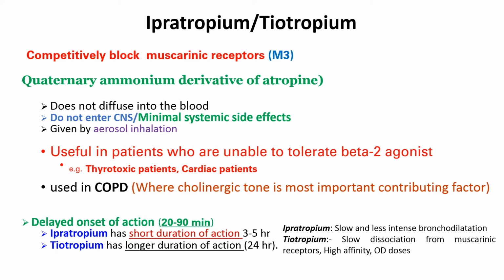And one thing that I have already told you, these anticholinergic drugs are very useful in respiratory diseases which lead to bronchoconstriction, if the bronchoconstriction is mainly due to increased cholinergic tone. In those diseases these drugs have a very good role. For example, in COPD, anticholinergic drugs are very commonly used because of this particular reason.